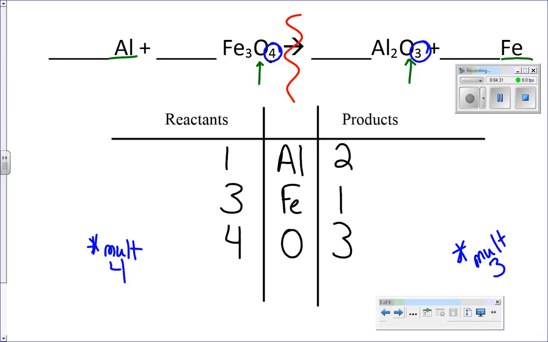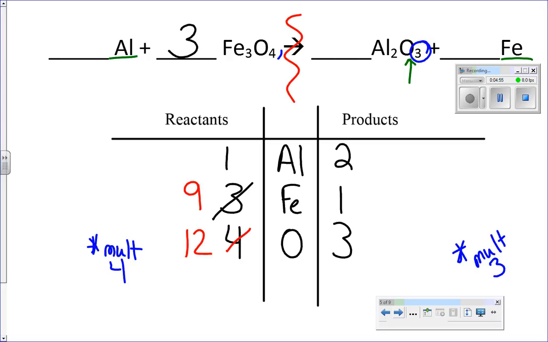Because I have a 4 right here. If I put a 3 in this blank, it changes my irons. So remember, I'm doing 3 times that little 3. Changes my irons to 9. 3 times that little 4 will give me 12 oxygens. I'm going to clean this up a little bit.